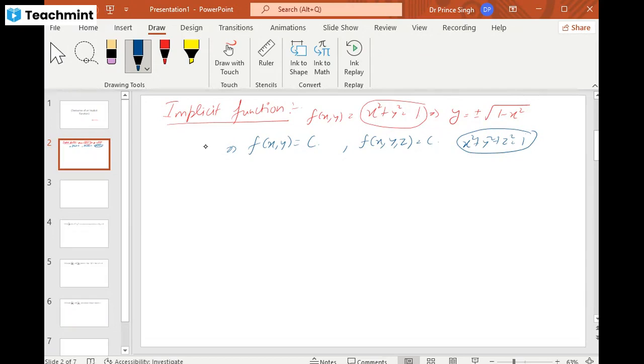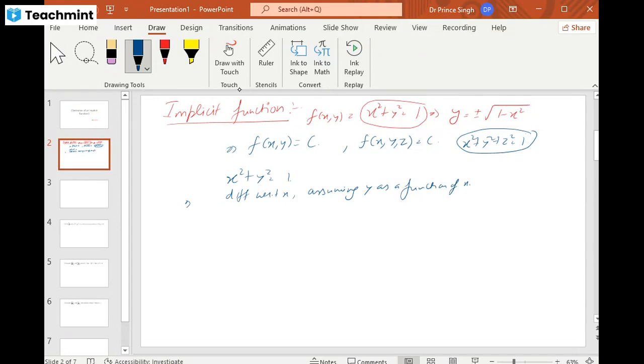Now the question is, how can we find the derivative of an implicit function? One of the methods is we can differentiate directly with respect to one of the variables, assuming the other variable as a function of the first variable. For example, I want to differentiate x square plus y square equal to 1 and calculate dy upon dx. So I simply differentiate it with respect to x, assuming y as a function of x.